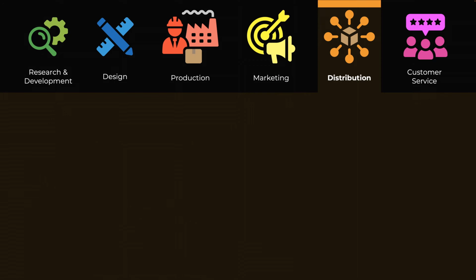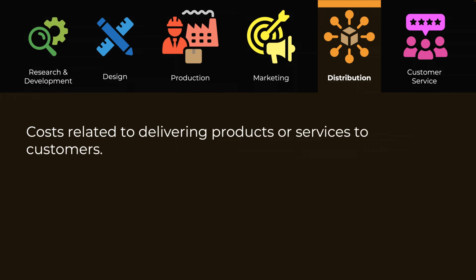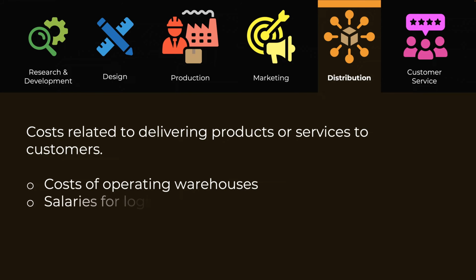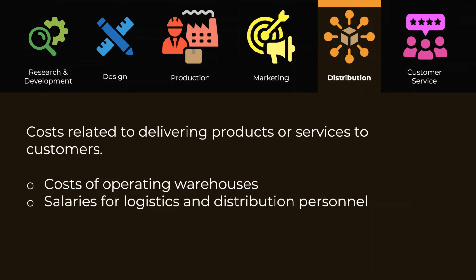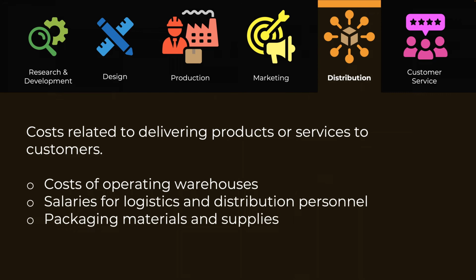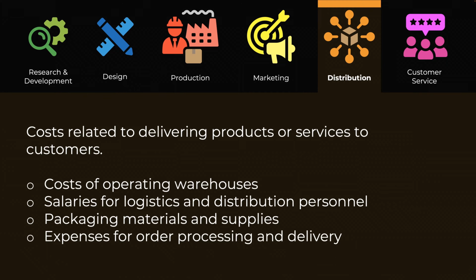Then we get to distribution. These are the costs related to delivering products or services to customers. This includes the cost of operating warehouses, the cost of salaries for logistics and distribution personnel, packaging materials and supplies, and expenses for order processing and delivery.